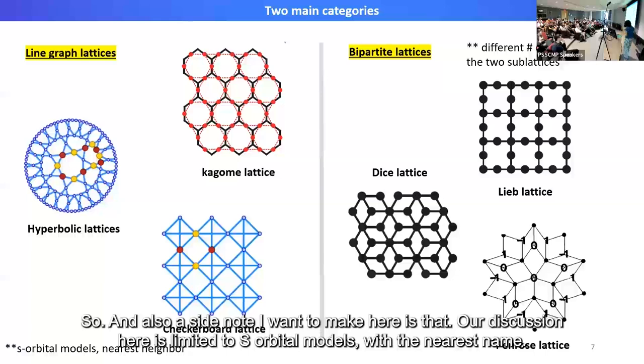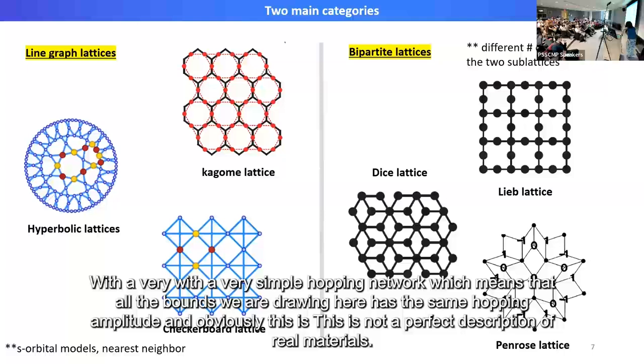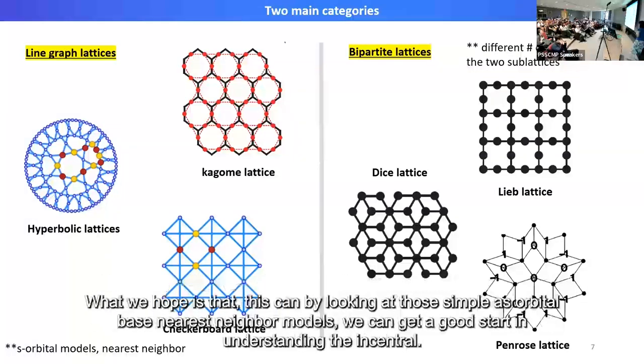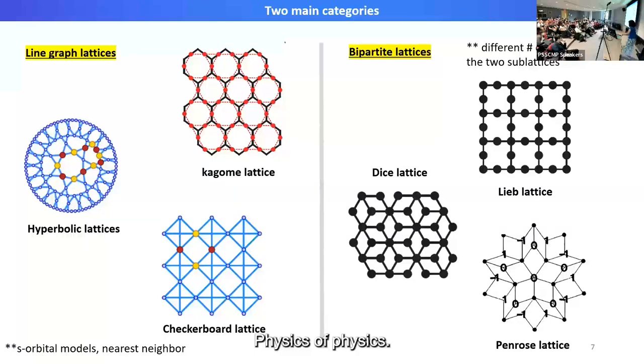Okay, and also a side note I want to make here is that our discussion is limited to s-orbital models with a very simple hopping network, which means that all the bonds we are drawing here have the same hopping amplitude. And obviously this is not a perfect description of real materials, but what we hope is that by looking at those simple s-orbital based nearest neighbor models, we can get a good start in understanding the essential physics pictures. Cool.